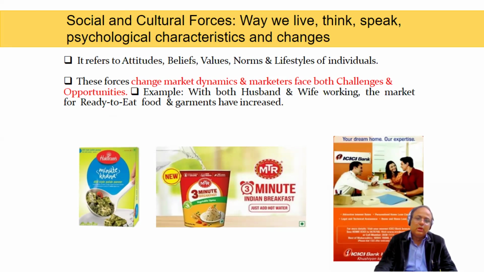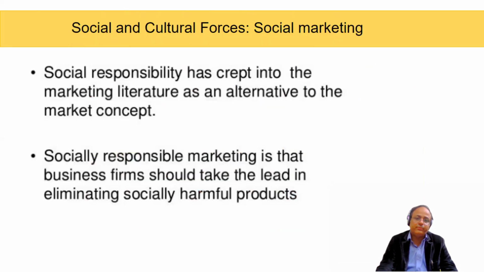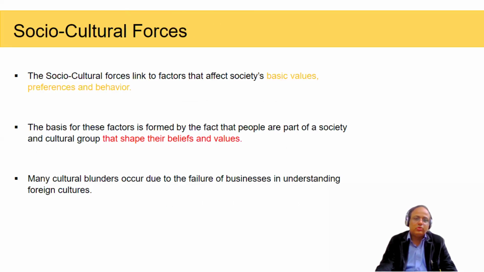For example, with both husband and wife working, the market for ready-to-eat food and garments has increased. So 3-minute Indian breakfast, Haldiram's ready-to-cook foods, and the husband and wife are working. So the banking sector is improving with respect to the loan facilities given to them. So social responsibility has crept into the marketing literature as an alternative to the marketing concept. So social marketing is also prevailing when it comes to socio-cultural forces.